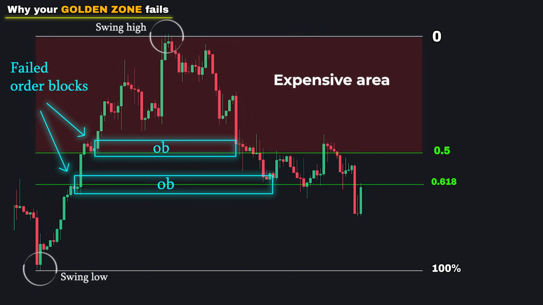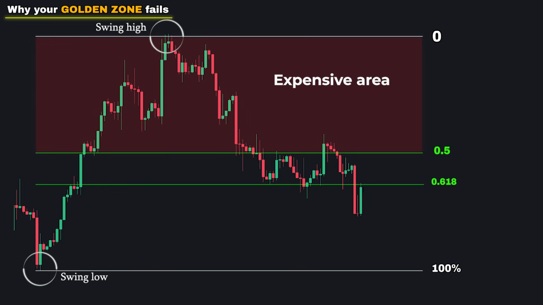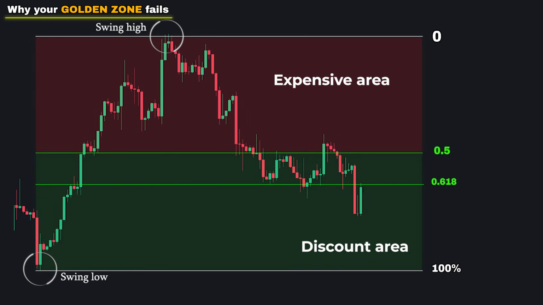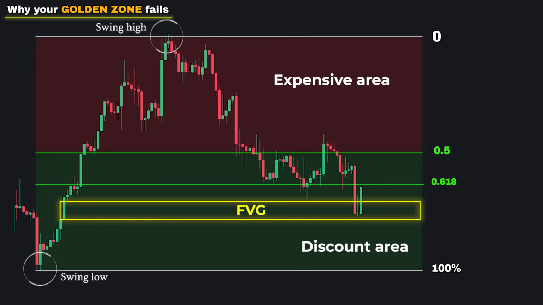Only after a significant amount of liquidity had been collected was the market ready for the real move. Even though we could see demand zones and FVGs aligning with the golden zone, they still failed. Why? Because price was not yet attractive enough for market makers. The true reversal happened only after price reached a deeper discount, tapping into a lower FVG at much better prices.